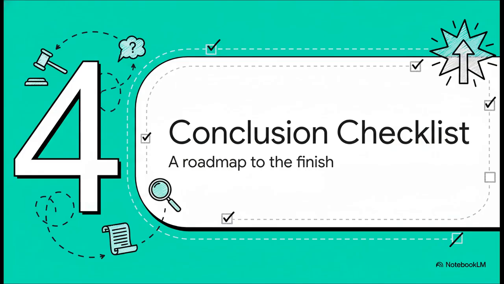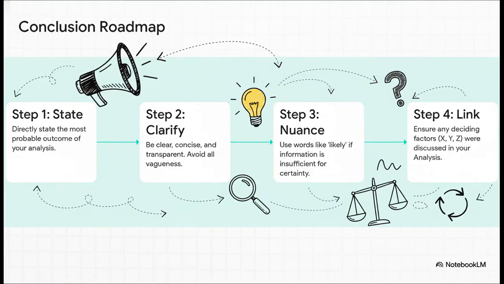Okay, let's pull all of this together into a simple checklist. Think of this as your roadmap to writing that perfect conclusion every single time. So here it is, your 4-step checklist. Step 1, state the outcome. Just directly answer the legal question. Step 2, be clear and concise. Get right to it. Step 3, use that nuanced language. Don't be afraid of words like likely when the facts aren't totally complete. And step 4, always link back to your analysis. Remember that golden rule. Make sure any dependencies were already discussed. No surprises at the finish line.